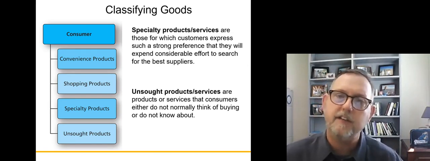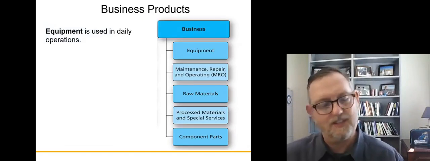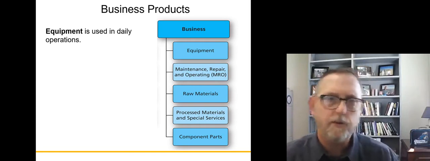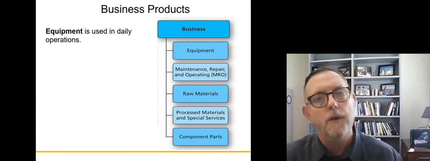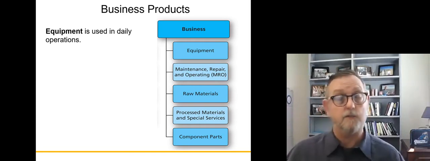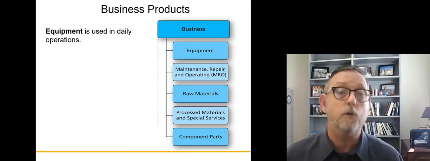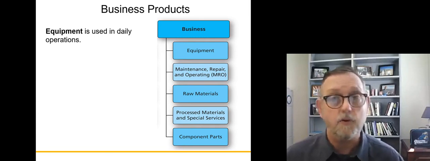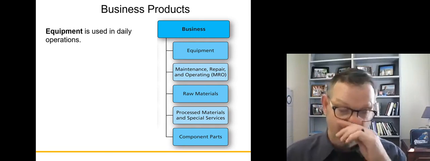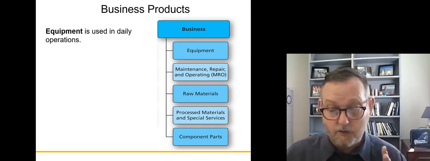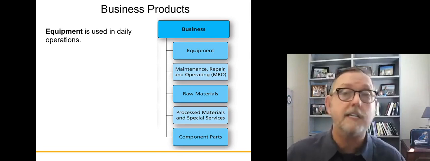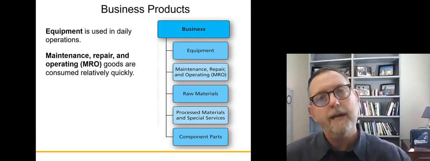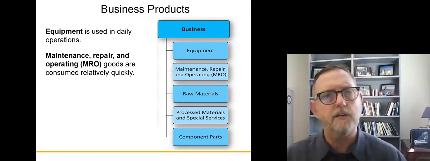All right, shifting over to the business side of things, we have 5 different classifications of business products. So we'll run through these pretty quickly, and then we'll wrap up. So equipment is just as it sounds. It's the equipment that's used to operate or function in an operational sense for the business. It's typically machines or pieces of a process that are used every day in the operation of the business.